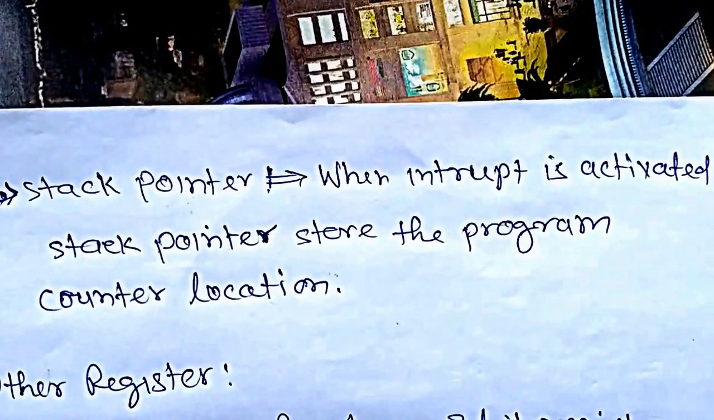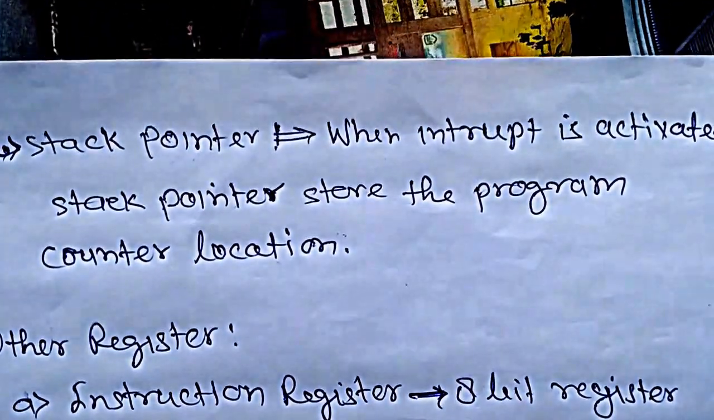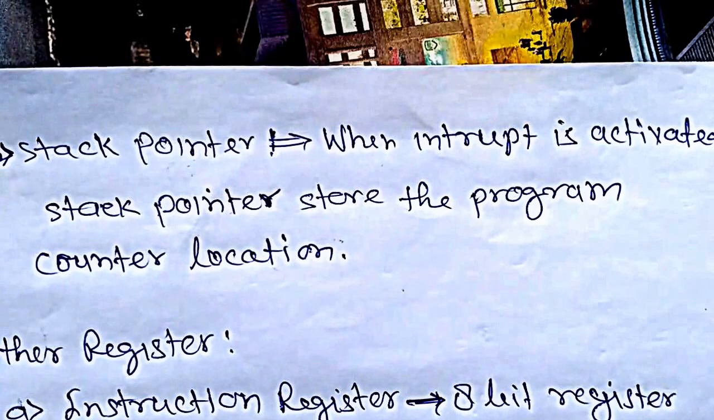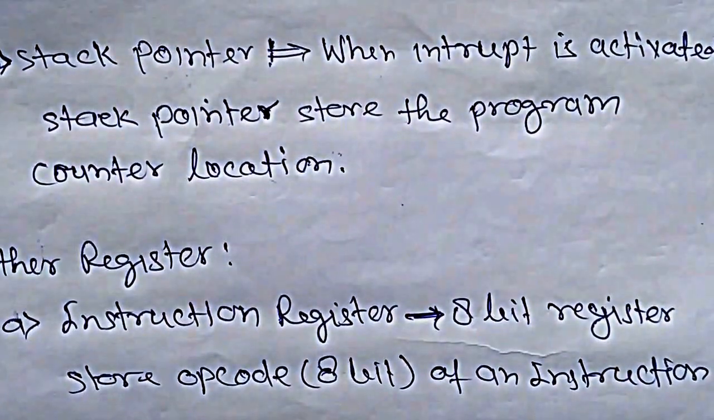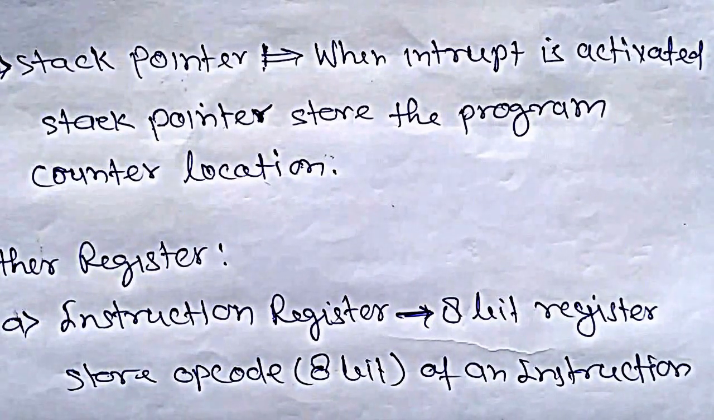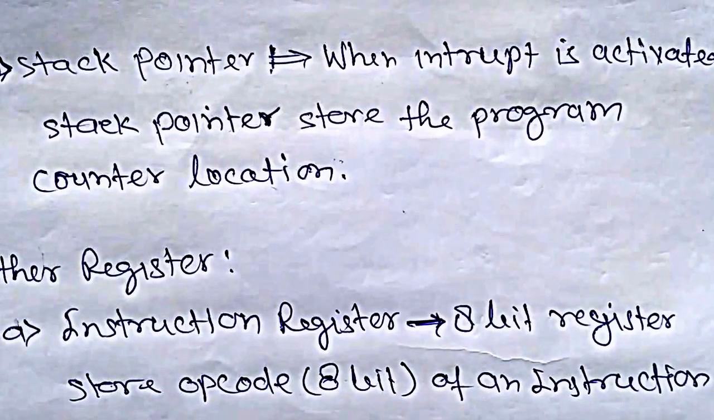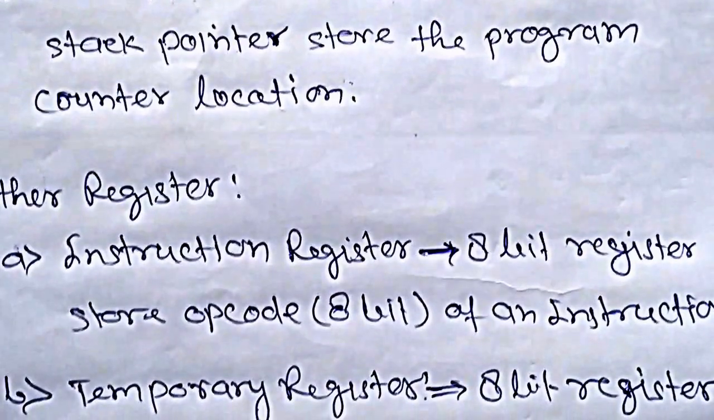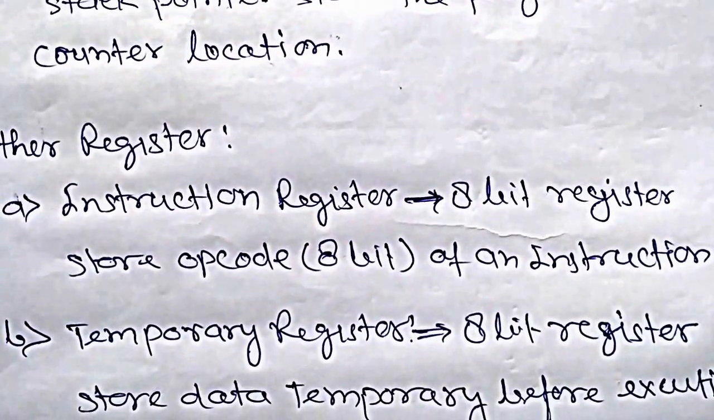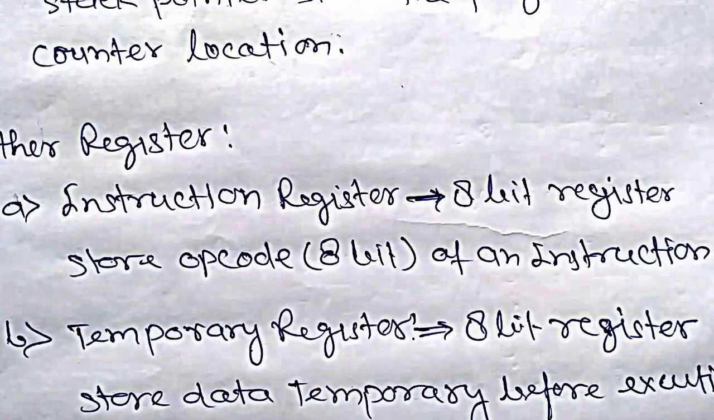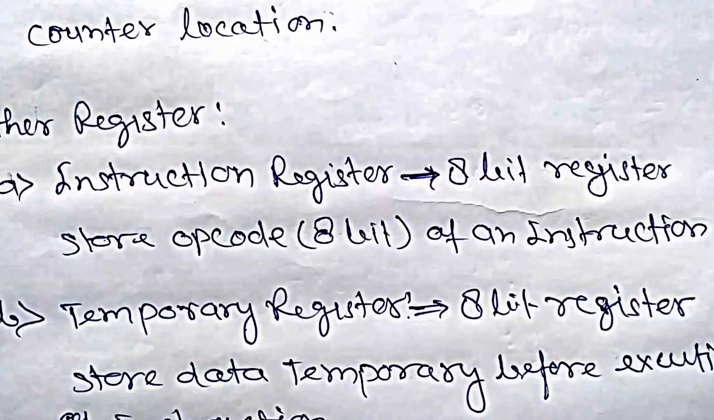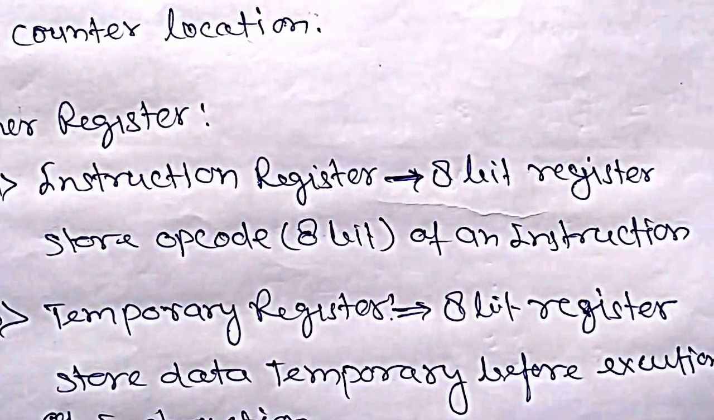Other registers: number 1 is the instruction register. The instruction register is an 8-bit register. It stores the 8-bit opcode of an instruction. The function of the instruction register is to store the opcode of an instruction. Next is the temporary register. The temporary register is also an 8-bit register and it stores data temporarily before execution of an instruction.